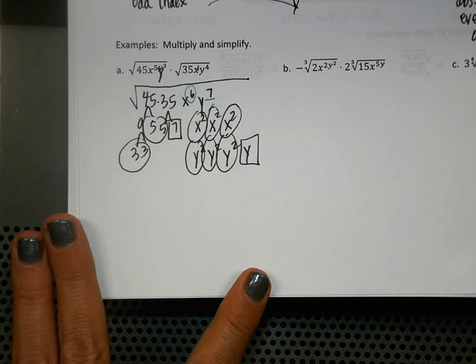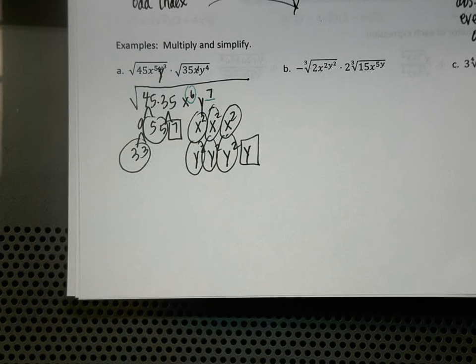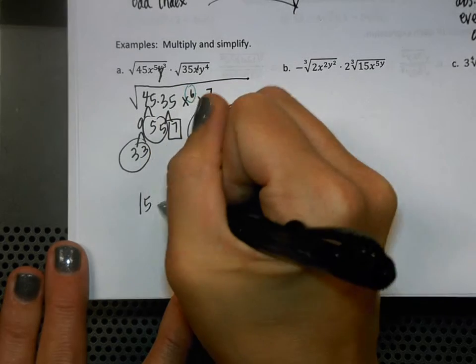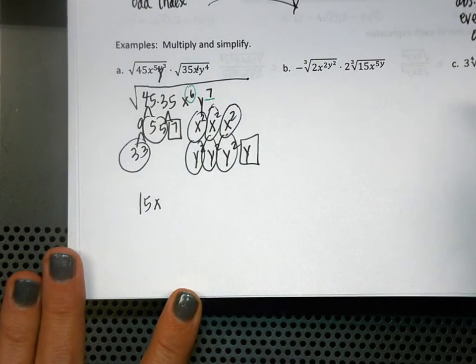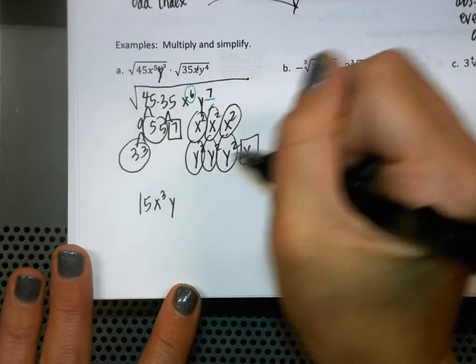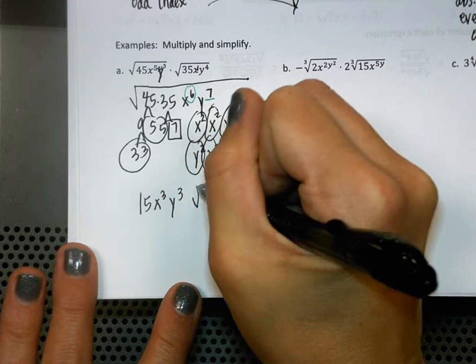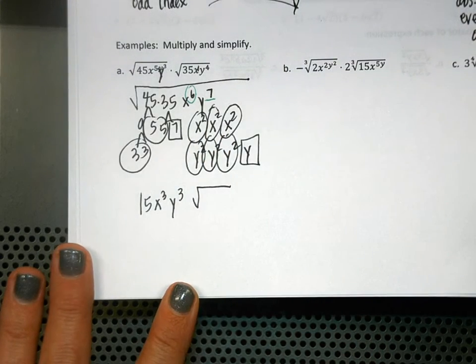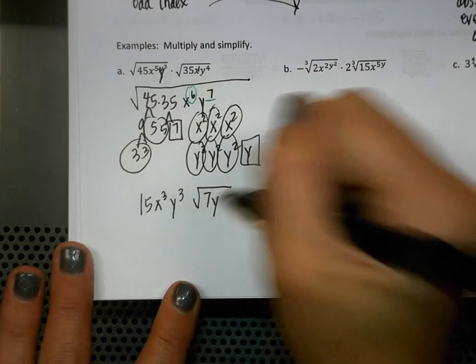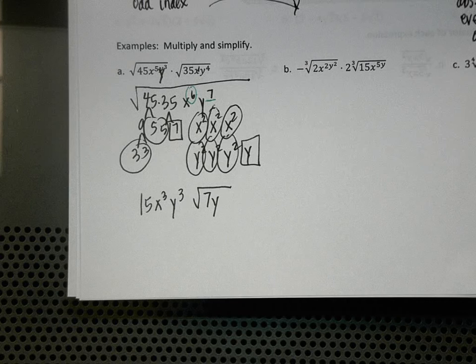So when I write my answer, we have a 3 and a 5 that are being brought out, so that becomes what? 15. And then x will be to the third. I'm just going to write this way for right now. Y will be to the third. And inside my root, I'm going to write 7y. Good.